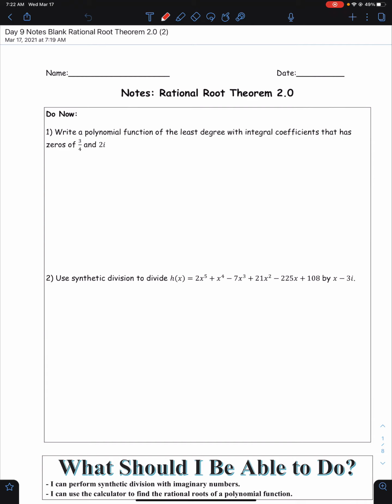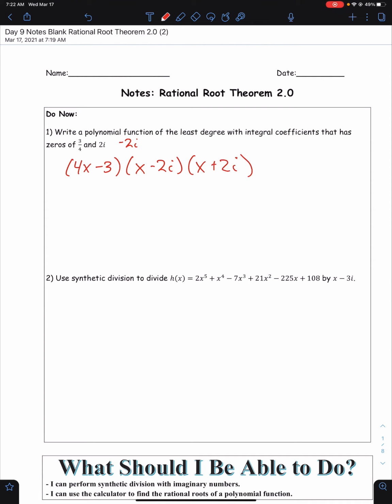So for number one, if I have a zero at 3/4 and 2i, well, if I have a zero at 2i, that means we also need to have a zero at negative 2i, because the i comes from the square root, and that's the plus or minus the square root. So our zeros would be, our factors would be 4x minus 3, and then x minus 2i, and x plus 2i.